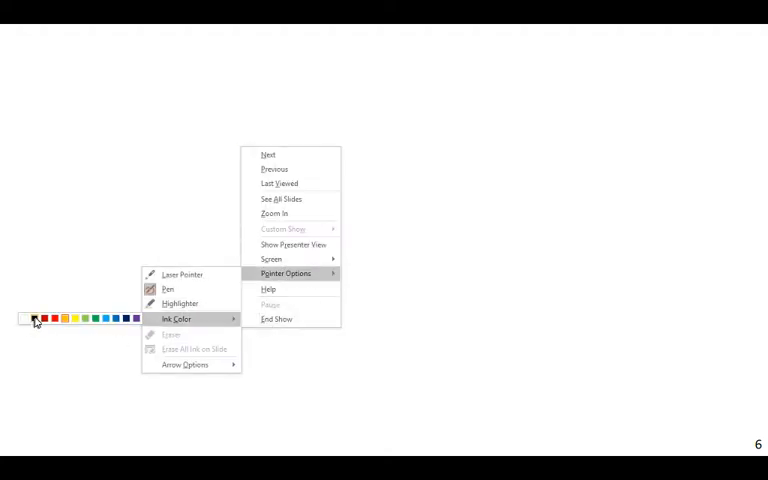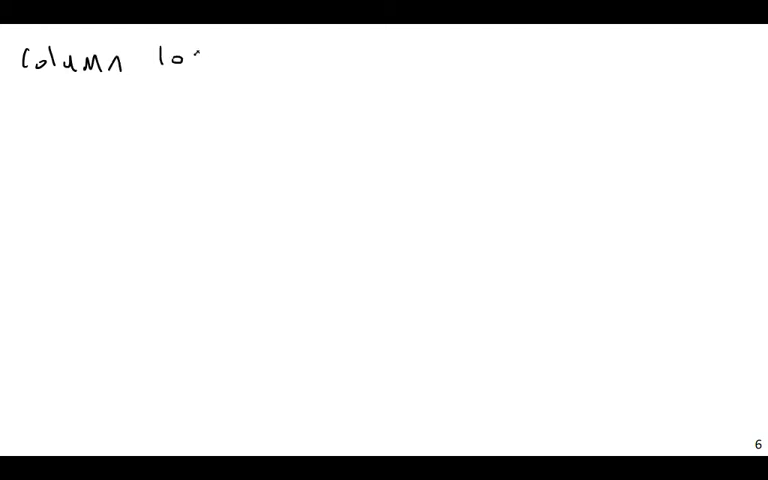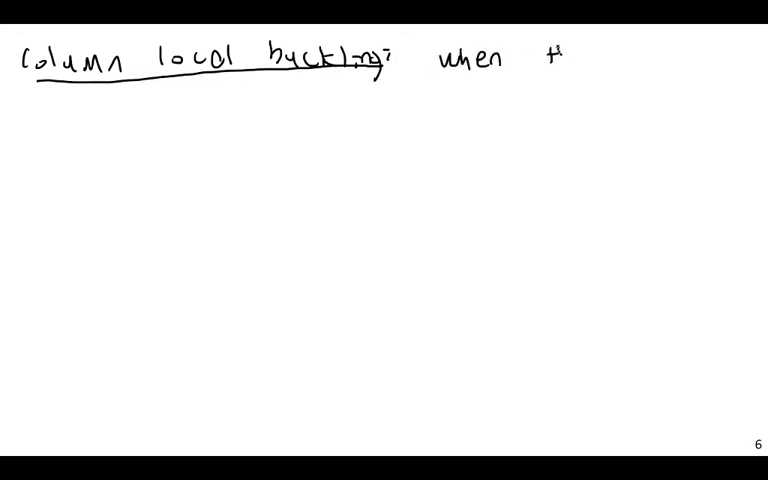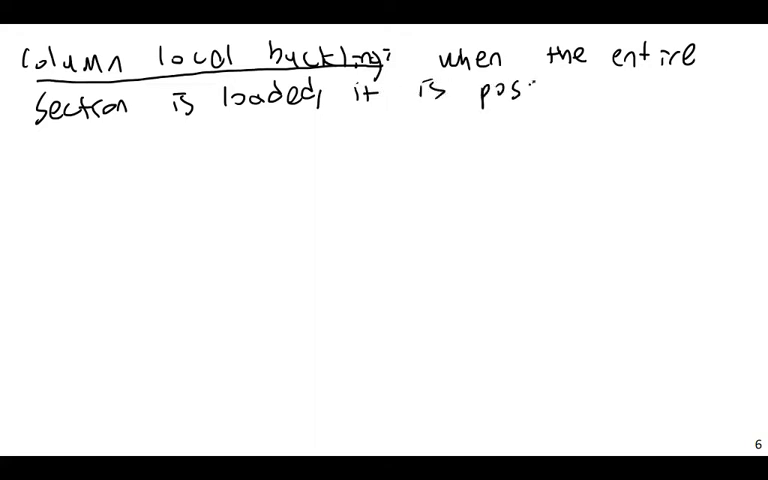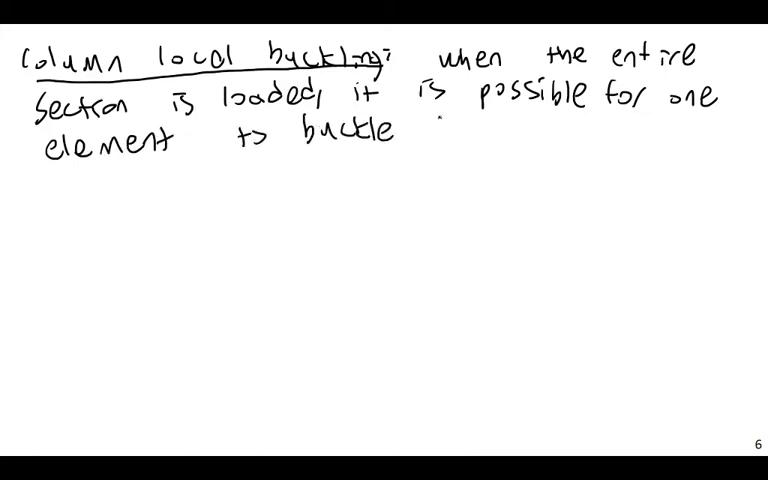Column local buckling. In column local buckling, when the entire section is loaded, it is possible for one of the elements to buckle before the rest of the section does.